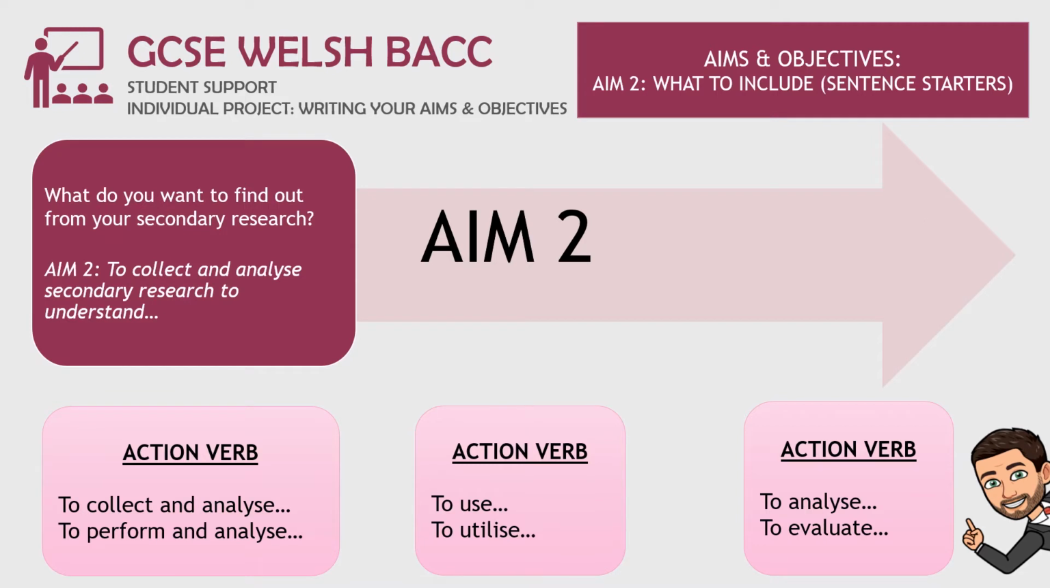So we're going to do exactly the same sentence starters for aim 2. Now this simply is focused on secondary research. Now remember, secondary research is research that has already been done by someone else. So when you go onto the internet and you find data and information about a subject, that is secondary research because it was done by someone else, it wasn't done by you.